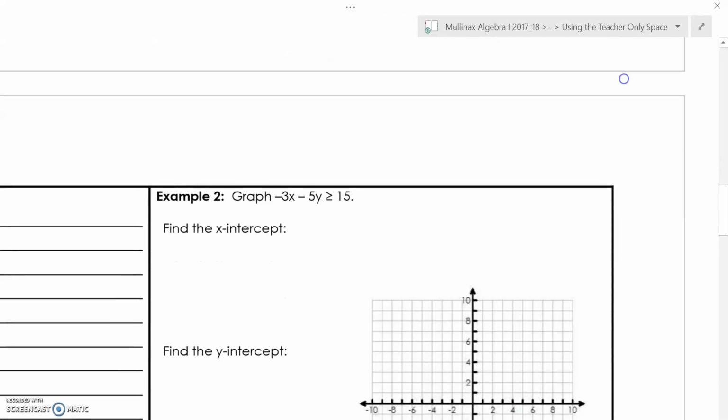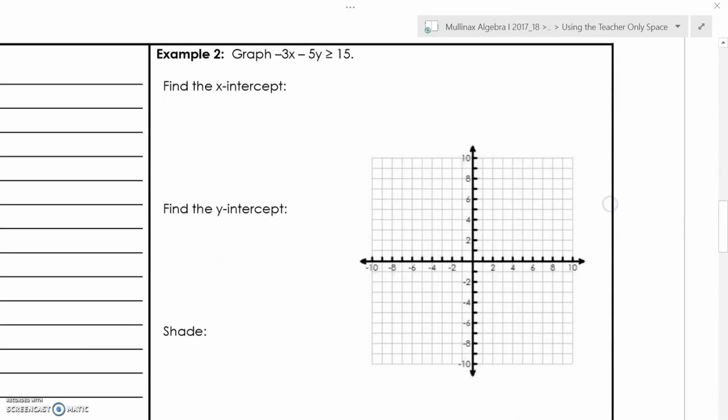Let's look at another example. Find the x-intercept, plug in 0 for y, and graph that point.